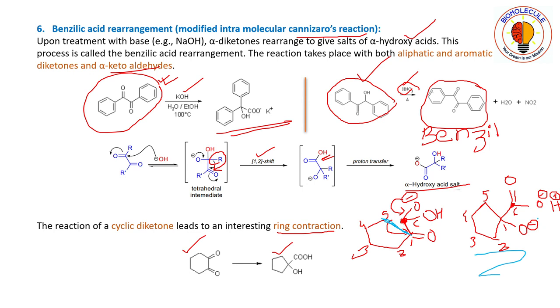Now this sixth carbon bears an acid group, so this O minus will take up this proton and this one will become carboxylate ion and thus you will get this salts of alpha hydroxy acid. Okay.